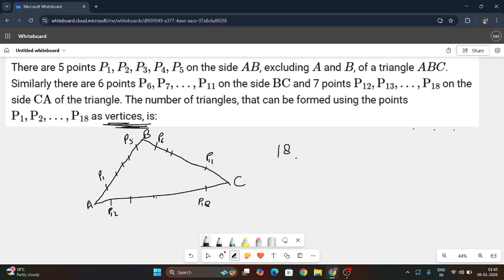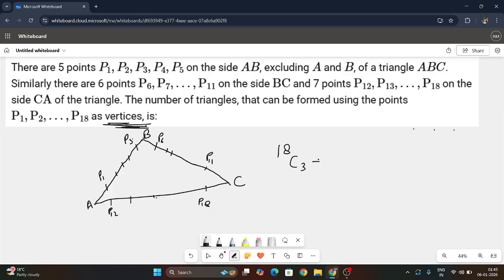18 points, total triangles are 18C3. But you have to keep in mind that this 18C3 considers that no more than 2 points are collinear, okay? But keep in mind that here P1, P2, up to P5, all these are collinear. So with the help of all these 5 points, we cannot generate any triangle. In a similar way, with the help of the points which are on BC, with the help of only the points of BC, we cannot generate any triangle. In a similar way, you can apply it to CA also.